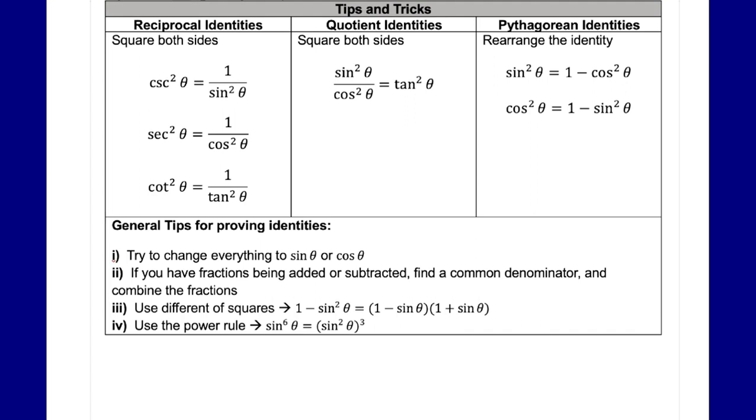And again, sometimes it just comes with playing around with the expressions and seeing what we come up with. So you're going to use these tips, but sometimes it might just be playing around, and as you do more and you practice more, some of it becomes a little bit easier.